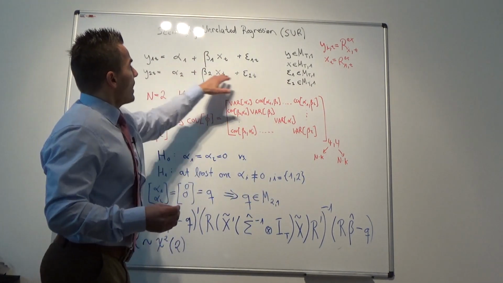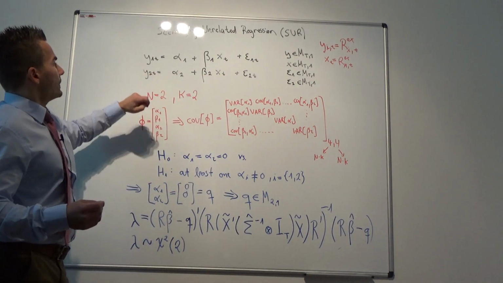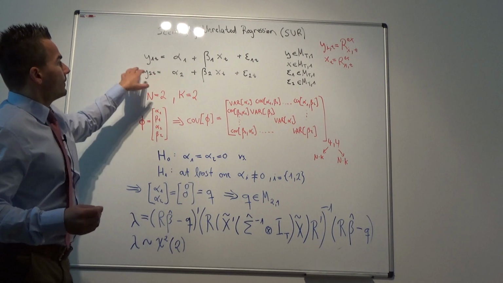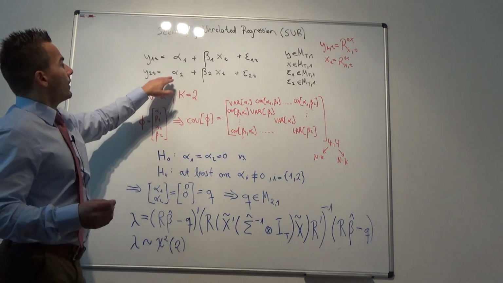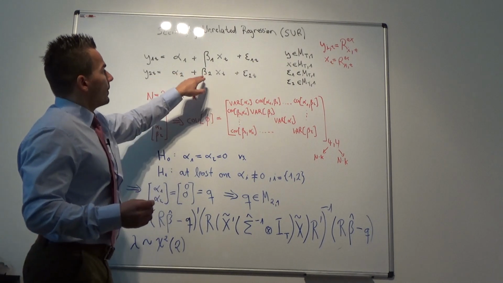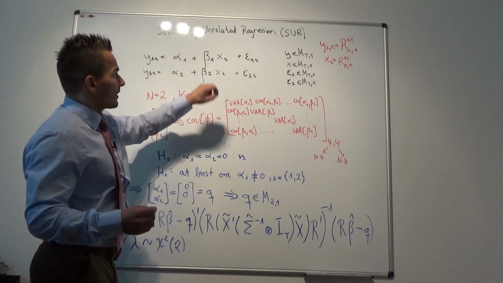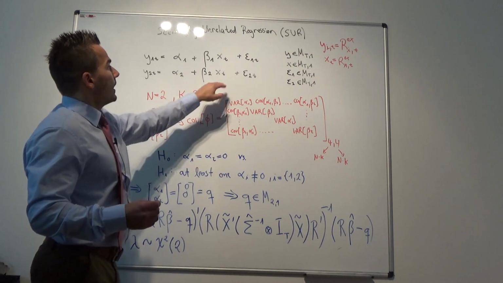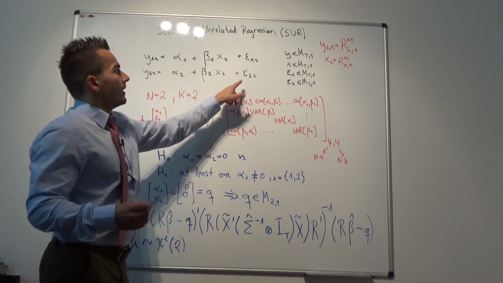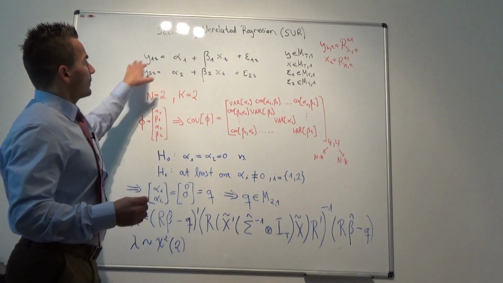Next, we have another asset denoted as y2t, and y2t is in this model dependent again on an intercept term denoted as alpha 2 plus beta 2, which is the exposure against what? Against the market factor xt. And we also add again an error term. So we have here two equations.